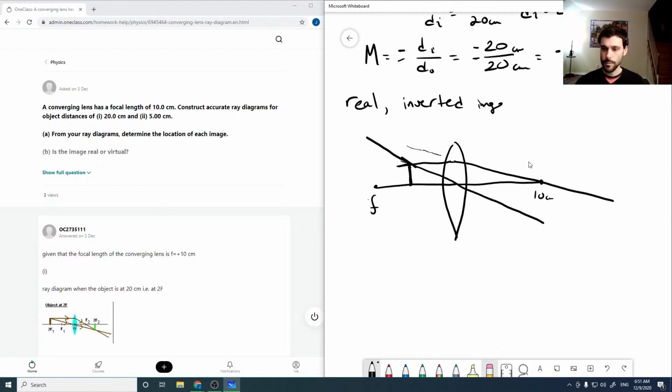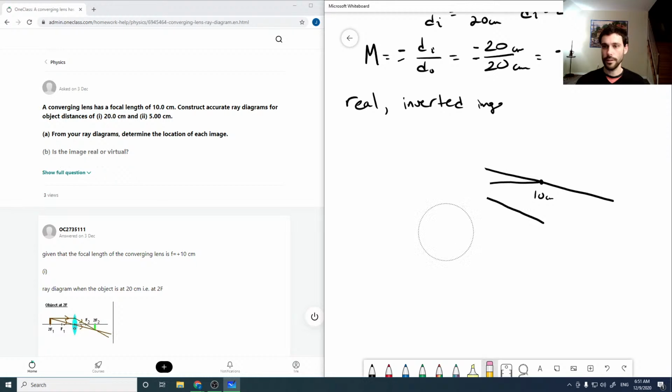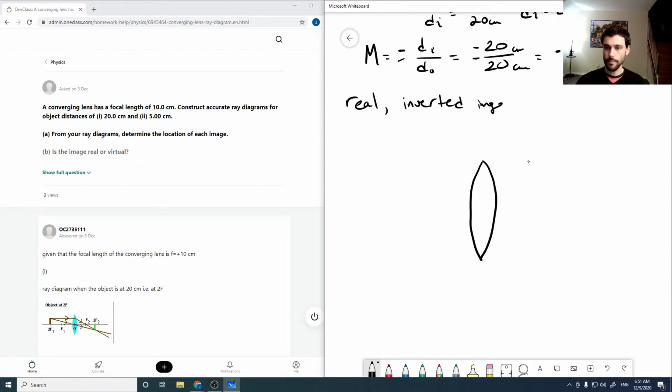Yeah. In retrospect, I'm going to redo this looking at my original figure because this is going to be huge. So let's compress things a little bit. So I'm going to put my focal point there, focal point there, object here. Okay. Did I compress that at all? Yeah. Okay. So through the center, straight through the focal point.